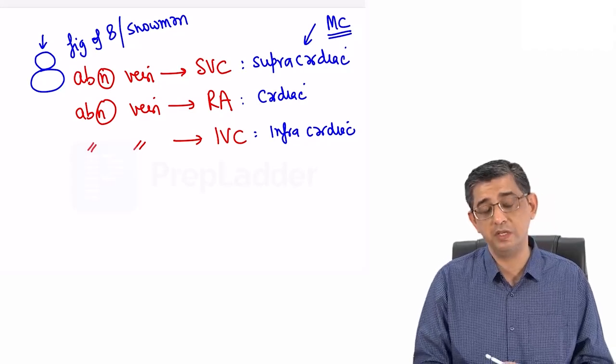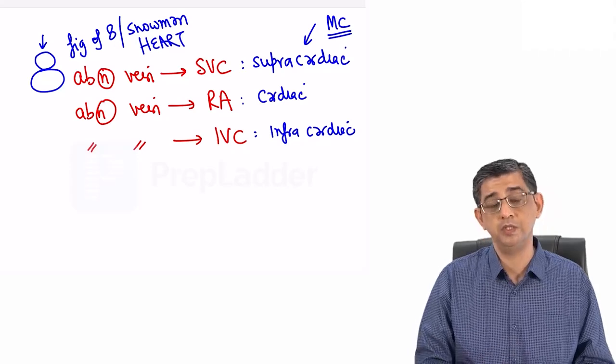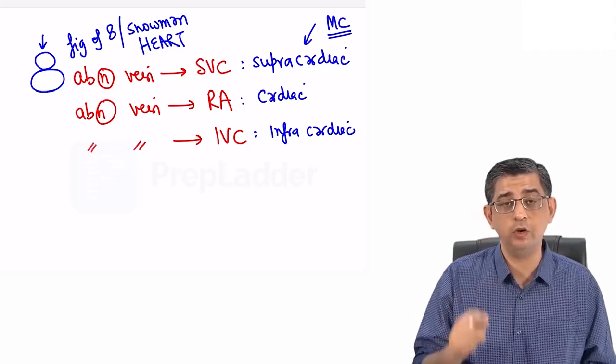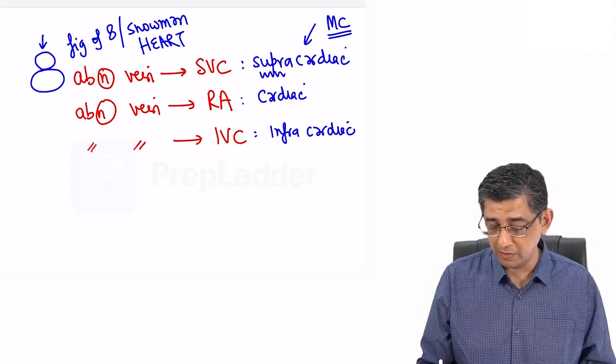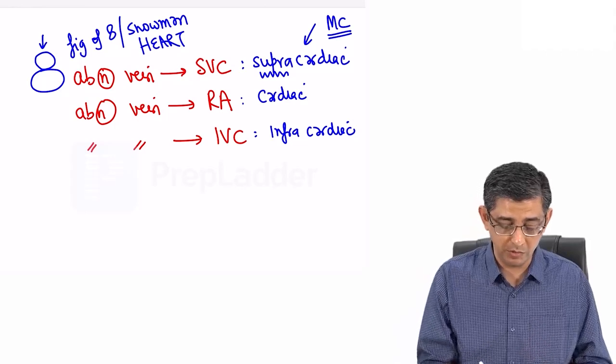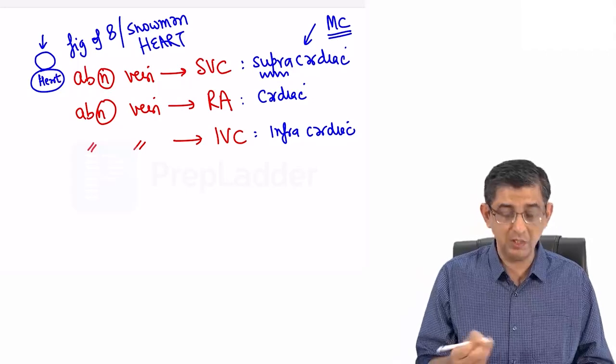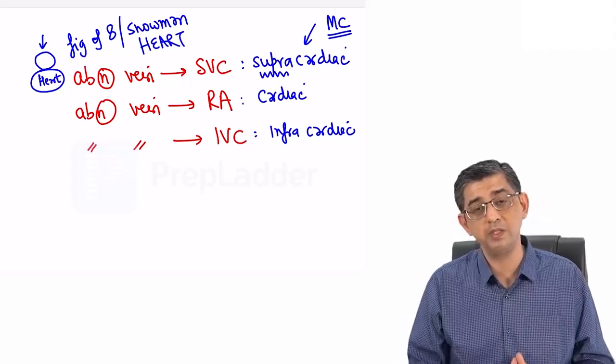I repeat the fact once again, guys. When you read figure of 8 appearance, snowman heart, it is obviously TAPVC, but with which variety will it be seen? Your answer will be the supracardiac variety, because this is the only one where the vein is looping above the cardiac shadow. This is the cardiac shadow, this is the heart shadow per se. So over this, the abnormal vein loop shadow would be present.